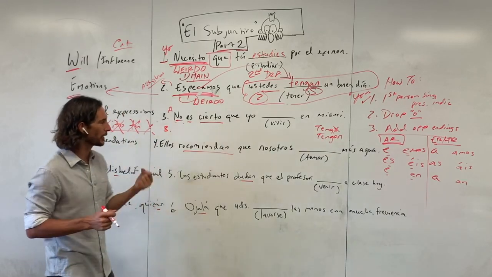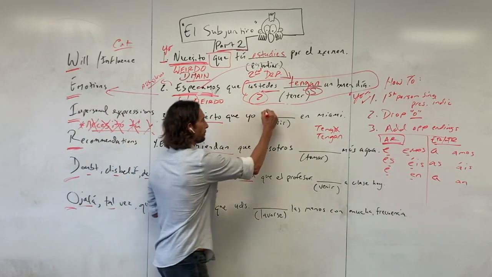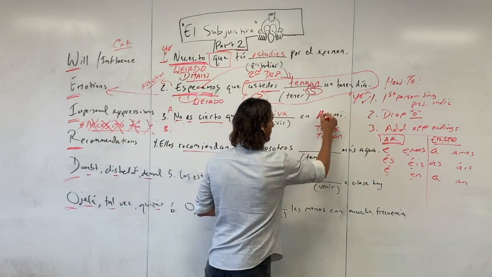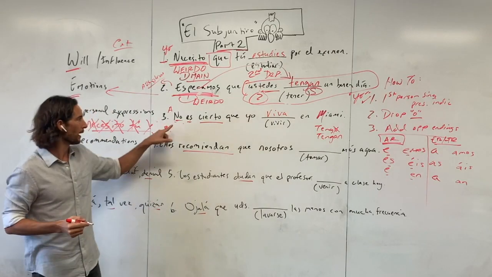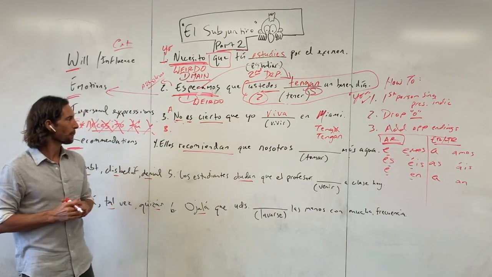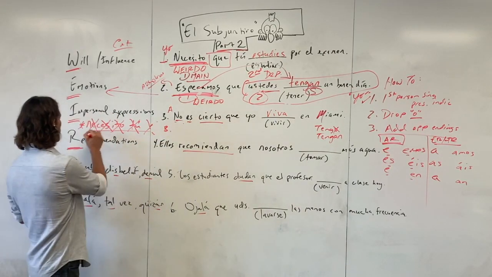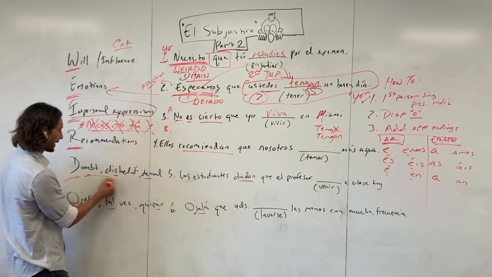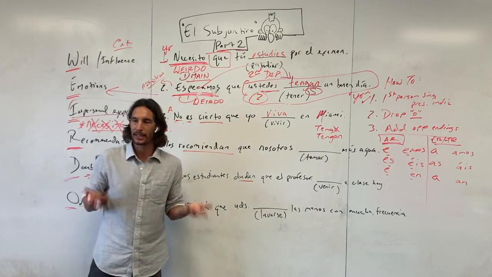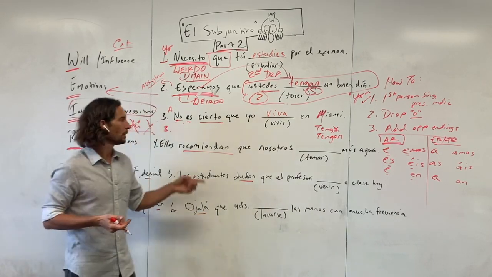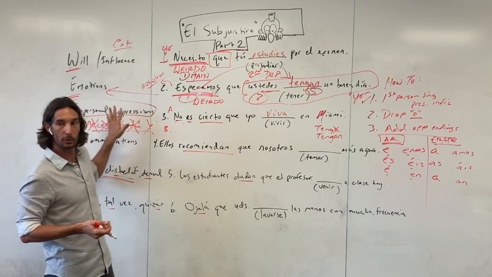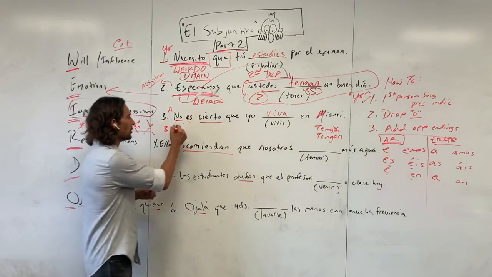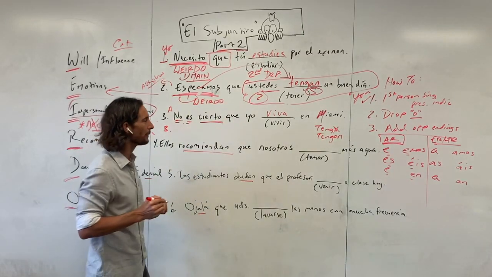No es cierto que yo viva en Miami. It's not true. Just make sure we all know that's capital M, right? No es cierto. It's not true, right? So we're under the impersonal expression, but this can also fall under this category too, because it's false, it's doubtful, if you will, right? But I put it over here so we could make some sense of it and understand what an impersonal expression is. So, no es cierto que yo viva en Miami.